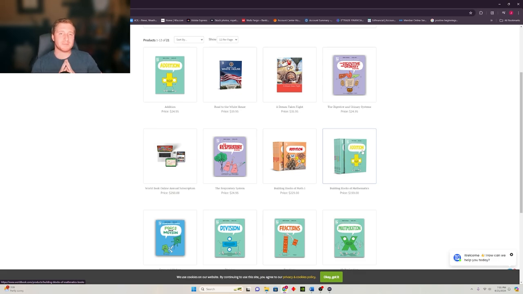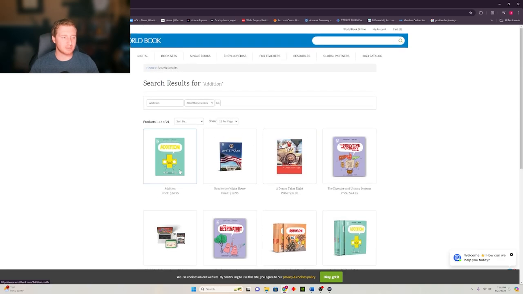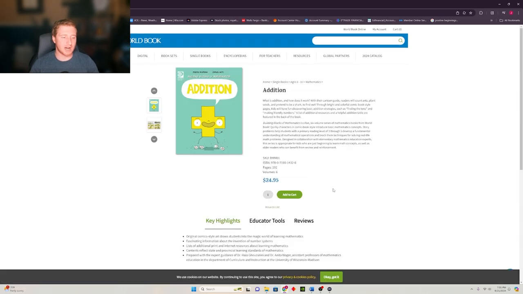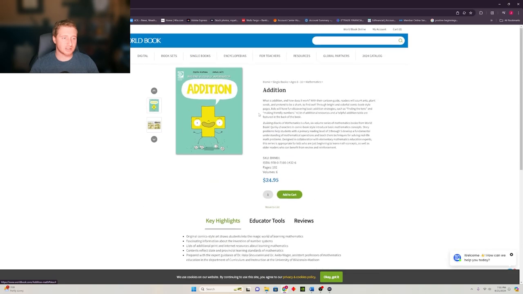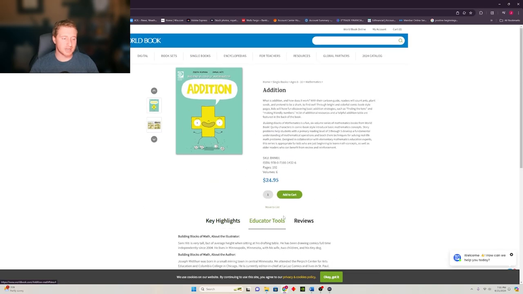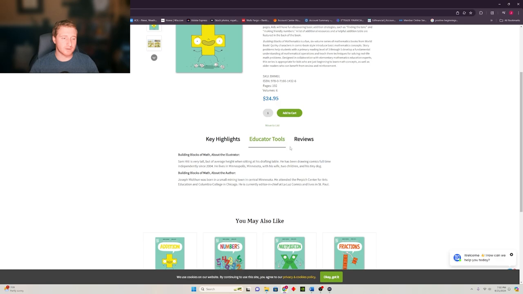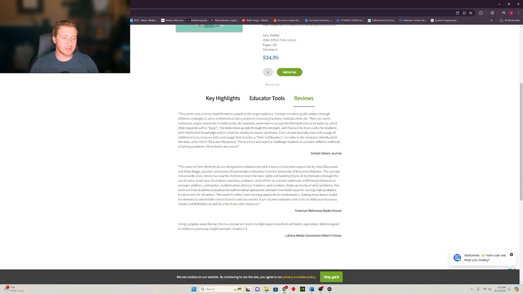So if you want to utilize this for effective purchasing and there's good physical space for said purchase, then I would definitely go forward with this. Otherwise, you should be able to have an ebook option available for it. You could also take a look at key highlights under a given single book, educator tools on what it would work for, and the general reviews. These come from School Library Journal, American Reference Books Annual, Library Media Connection, Editor's Choice, and so on.